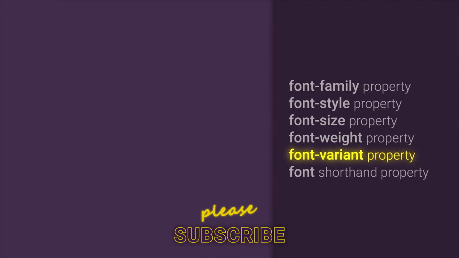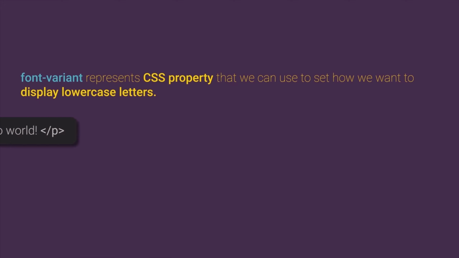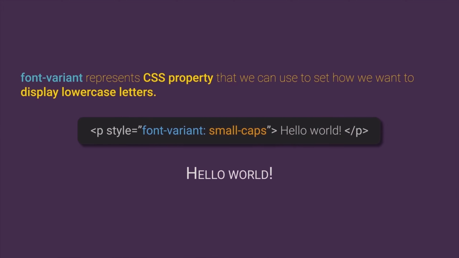What is font variant property? Well, font variant property represents a CSS property that we can use to set how we want to display lowercase letters. For font variant, we can use predefined values, so we can use normal and small caps.